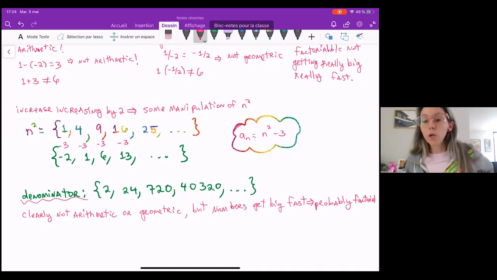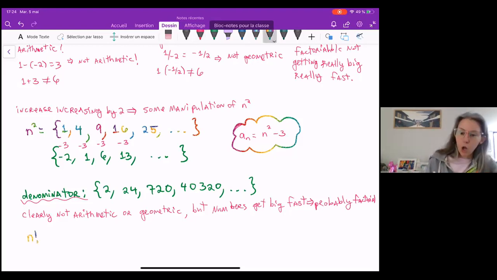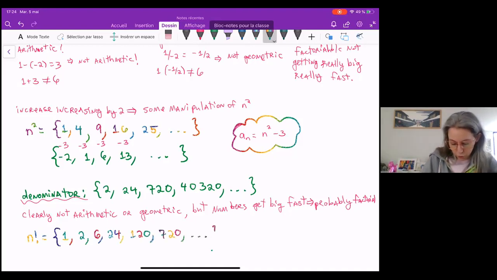So you can always go check if you're a little bit unsure, but the numbers are getting super big really fast, so that makes us think of factorials in any case. And when we think of factorials, a good way to start was the same way we started with n squared up there. Write down the sequence of factorials. So 1 factorial, 2 factorial, 3 factorial, 4 factorial, 5 factorial is 120, 6 factorial is 720, and so on.